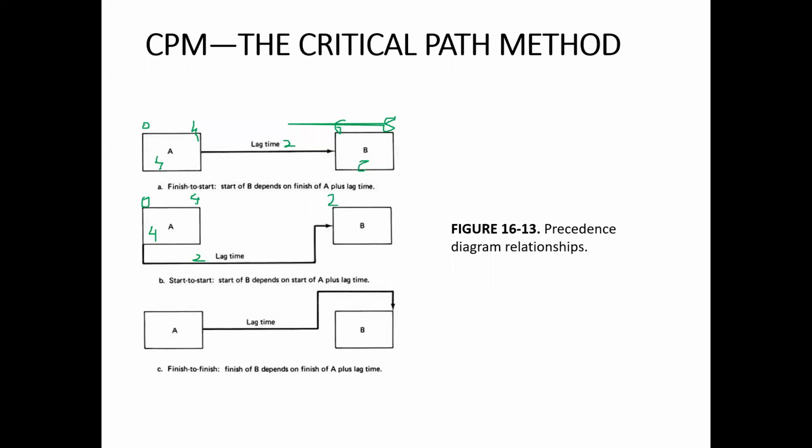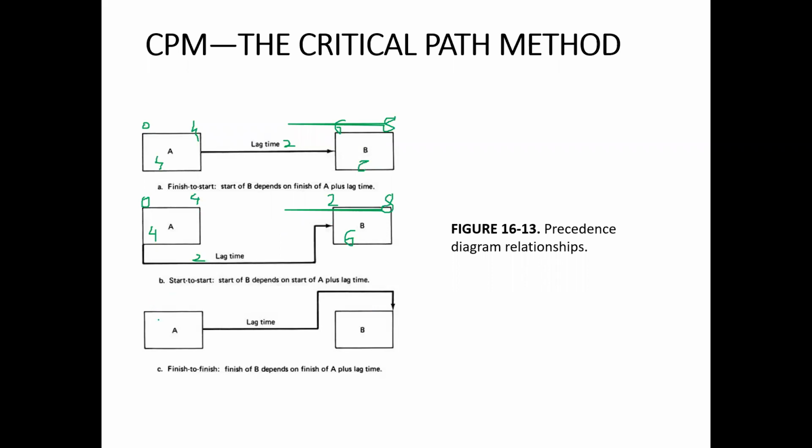So there is no lag between the finish of activity A and the start of activity B. So activity B will start at 2 days. If it is for 6 days, it can finish at 8 days. Okay, in this case, there is a finish to finish lag time, between the finish of activity A and the finish of activity B.